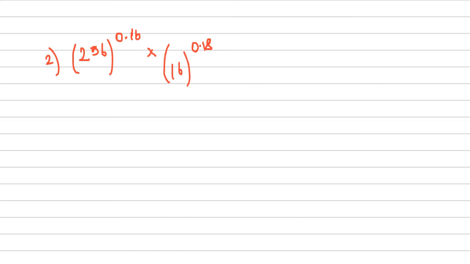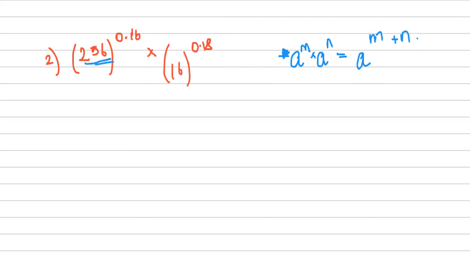Whenever you have these kinds of problems, you will have a hint, like you have to use this identity: a to the power m multiplied by a to the power n will be equal to a to the power m plus n. Okay, so this is the hint provided to you. If you want to use this identity, first of all you should make the base the same.